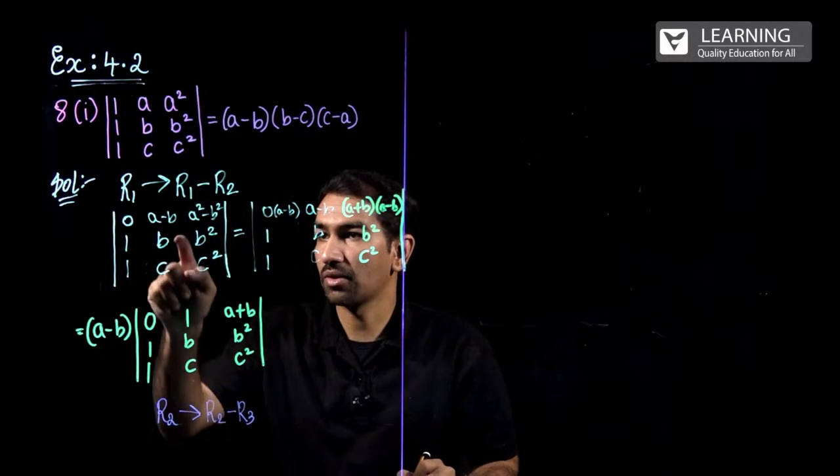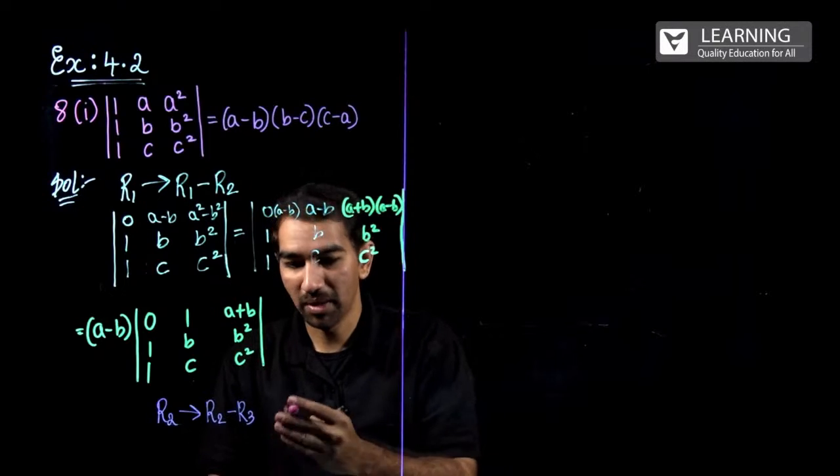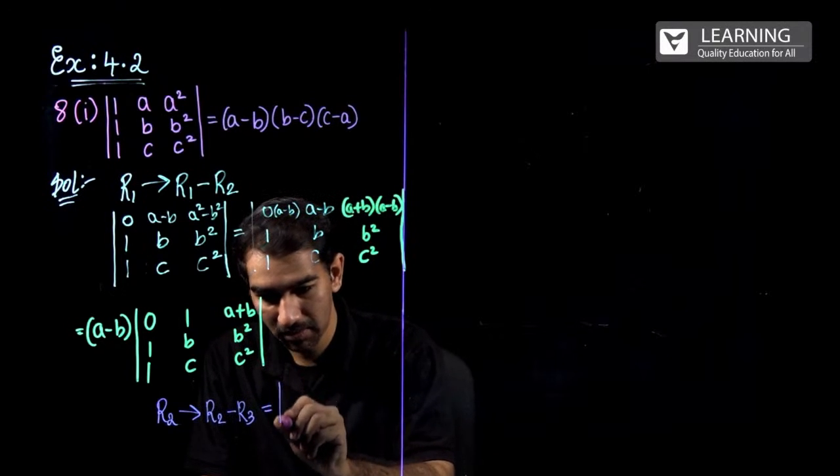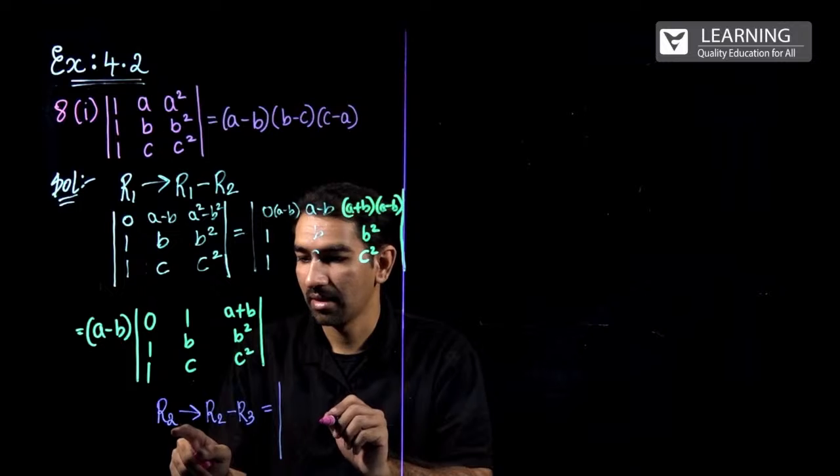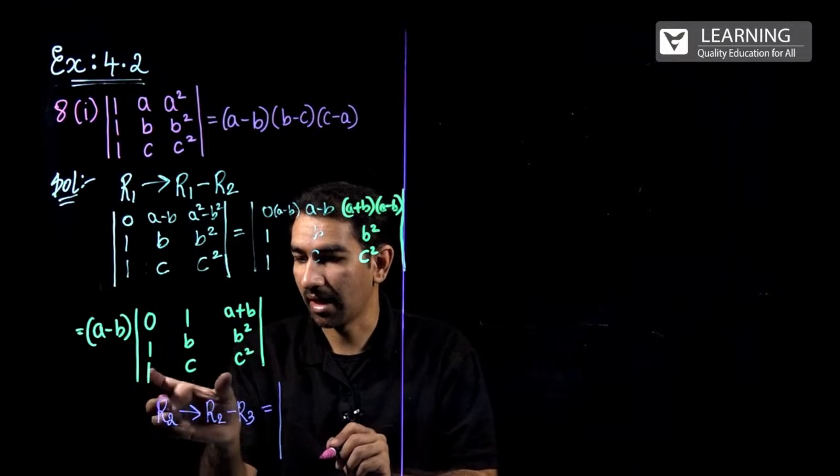Why are we doing like this? Because b minus c. So what will this give us? So this will be equal to, so R1 and R3 as it is.